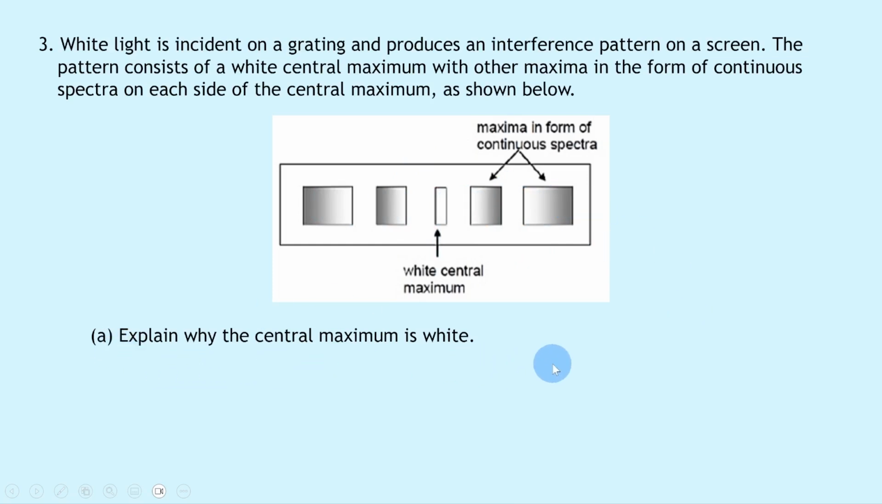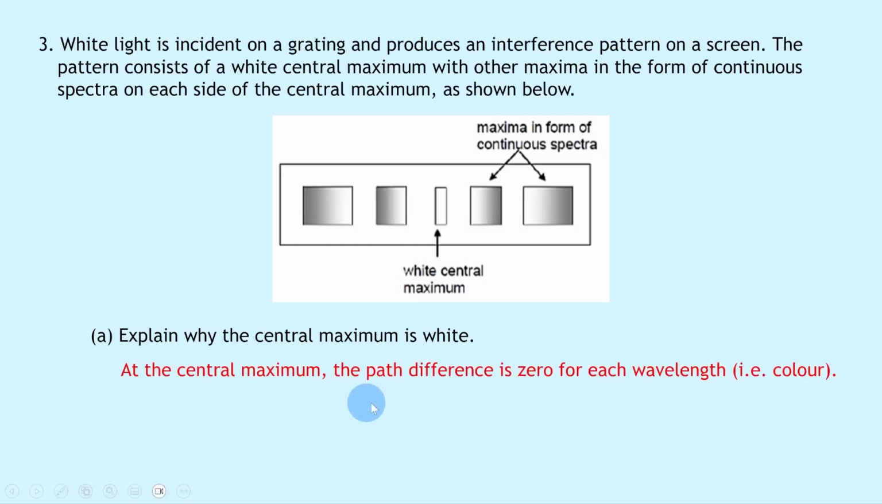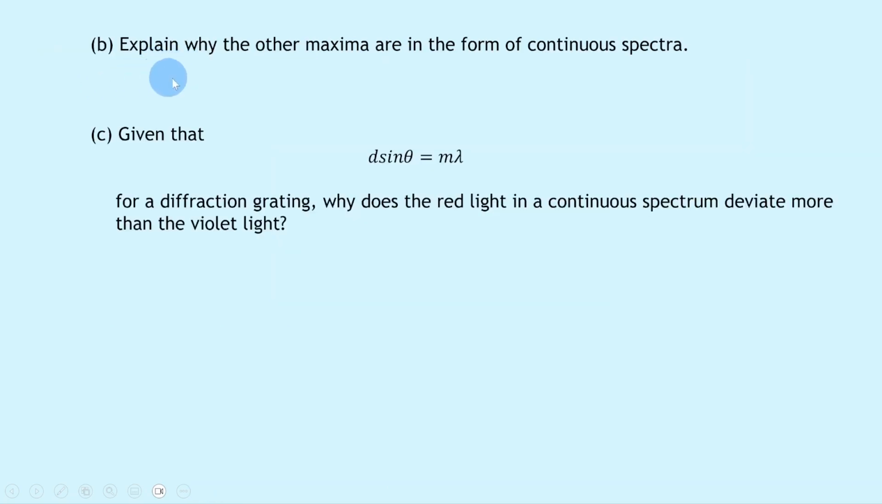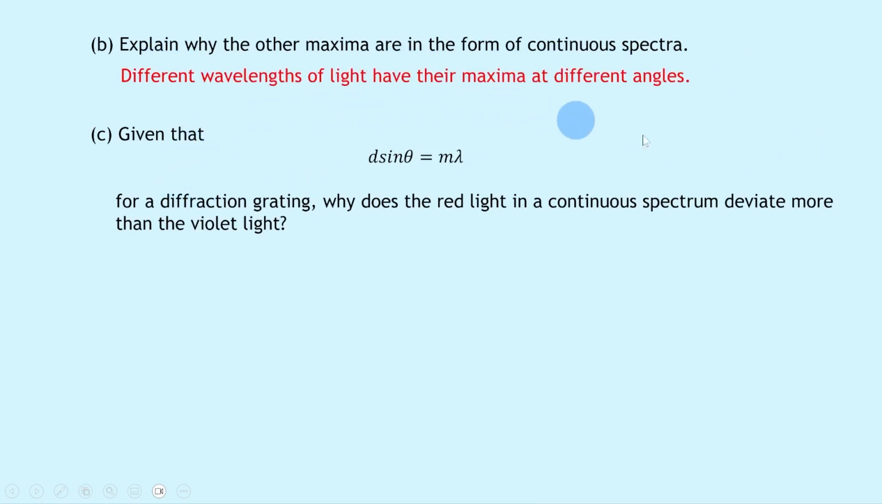Well, remember in the theory video for prisms versus gratings for a white light source, we saw why this was the case. So at the central maximum, the path difference is 0 for each wavelength, i.e. colour. This means that all wavelengths of the visible spectra will arrive in phase and therefore recombine to produce white light. Part B says explain why the other maxima are in the form of continuous spectra. Well, this is because the different wavelengths of light have their maxima at different angles. And remember the path difference is non-zero for those different wavelengths of light.